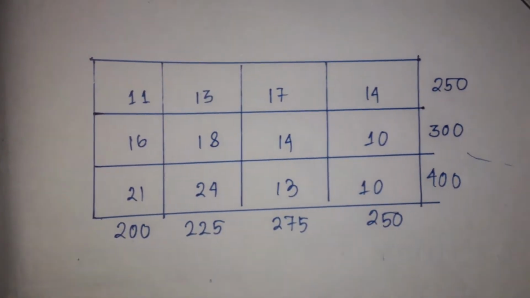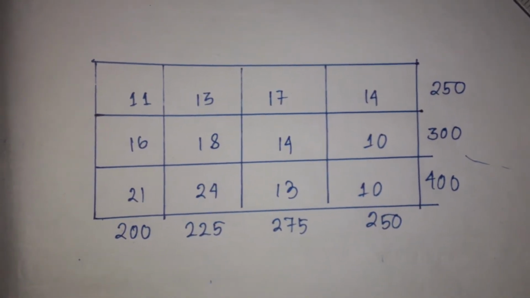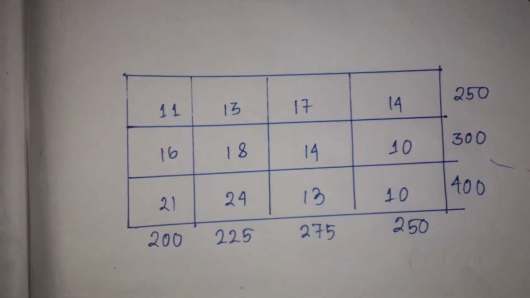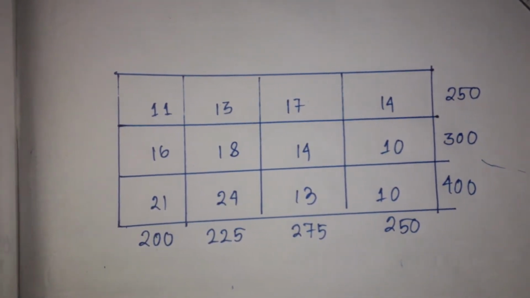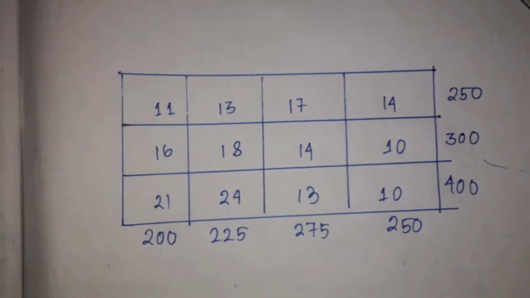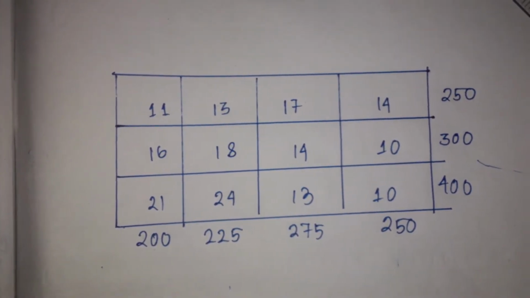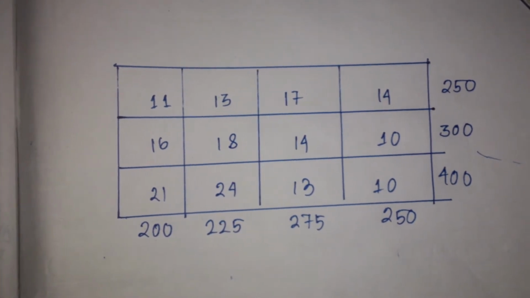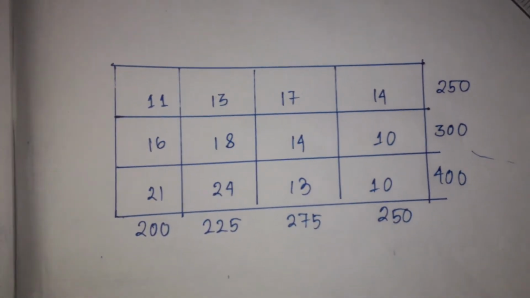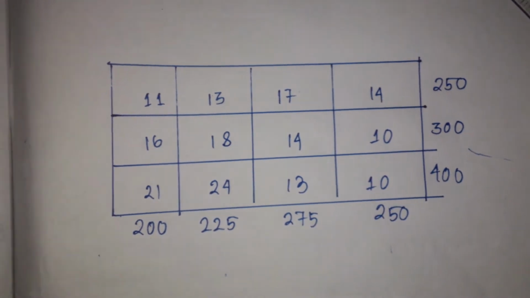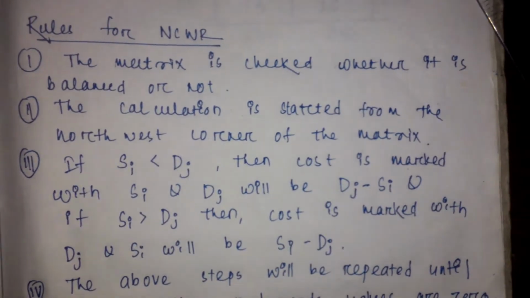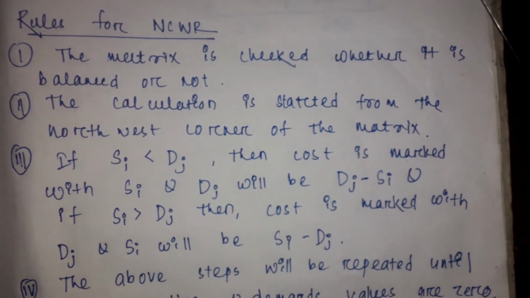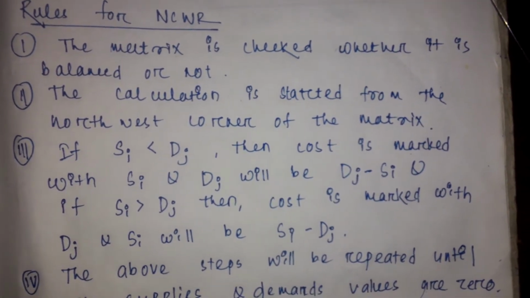Hello guys, today I am going to show you how to calculate the initial cost value using the NWCR method, meaning the Northwest Corner Rule method. Before that, we should know about the rules for the NWCR method. Here are the rules. The first rule is that the matrix is checked whether it is balanced or not.